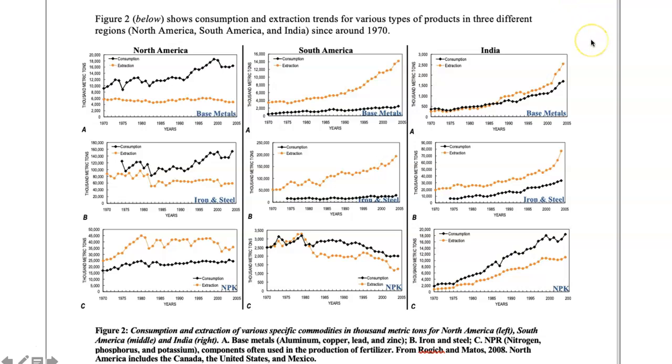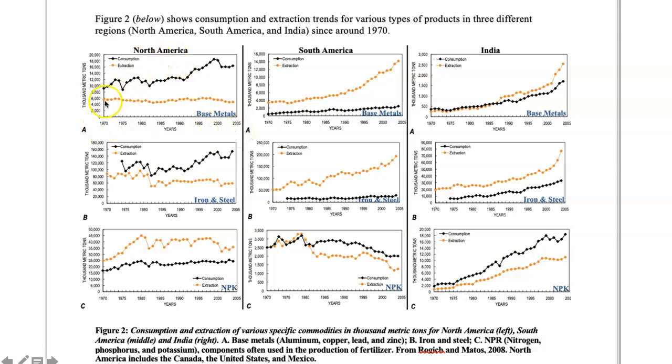And what they're showing are consumption and extraction trends. So we didn't talk about extraction on the previous slide, but extraction means how much is being taken out of the ground. The first row here refers to base metals. If you look down here, base metals include aluminum, copper, lead, and zinc. They all go from 1970 to 2005.